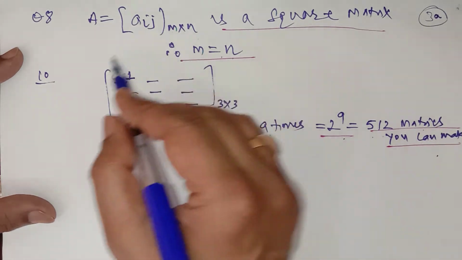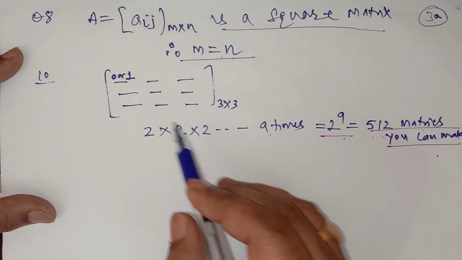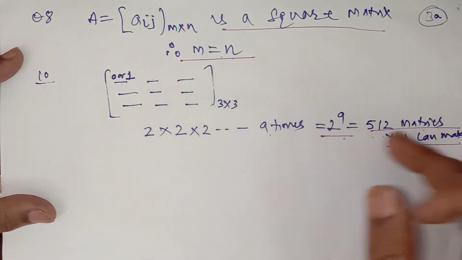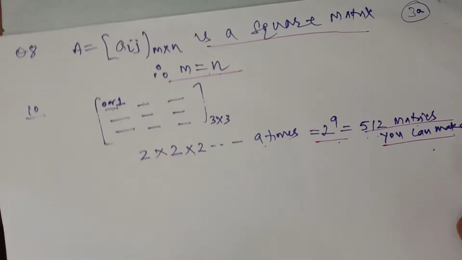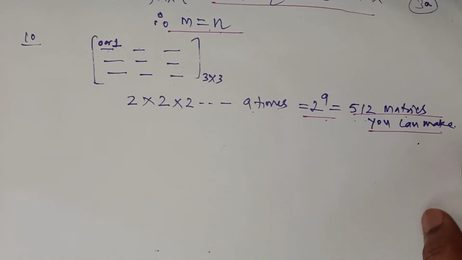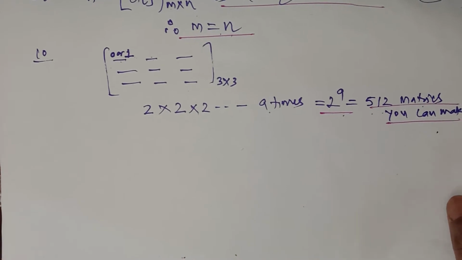For example, all the elements of this matrix can be 0. All elements of this matrix can be 1. You can place 1 here and all other elements 0. Place 1 here, remaining 0. So like this, you can make 512 matrices of order 3 by 3 whose elements are only 0 and 1. 512 matrices you can make.